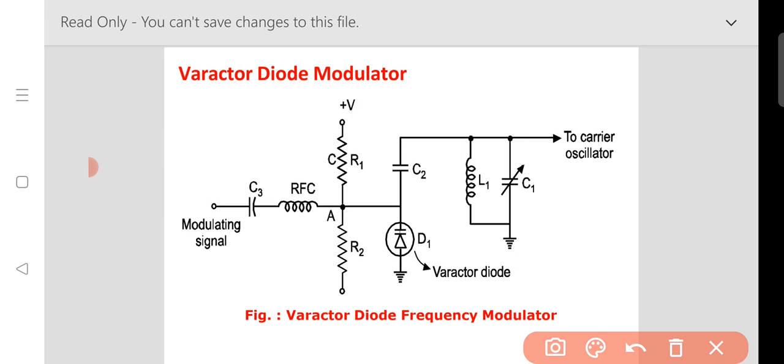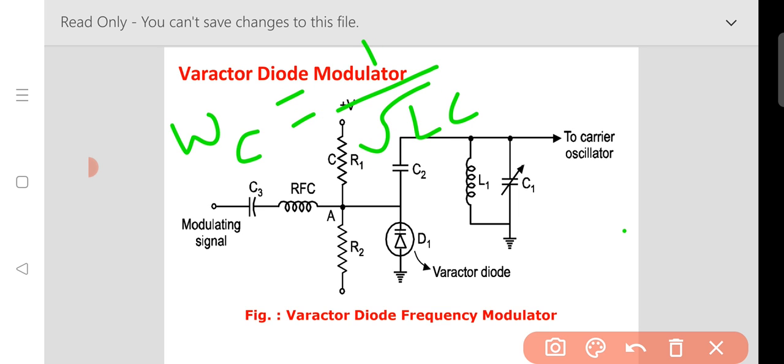So the carrier frequency omega c is made to vary according to the modulating signal. Here we have the relation: omega c, our carrier frequency, is 1 by root LC. We want to change the carrier frequency, in other words, we want to deviate the carrier frequency. That deviation is nothing but frequency modulation.